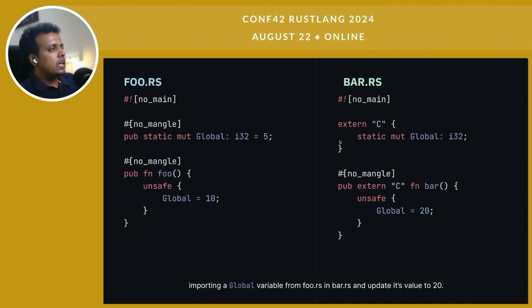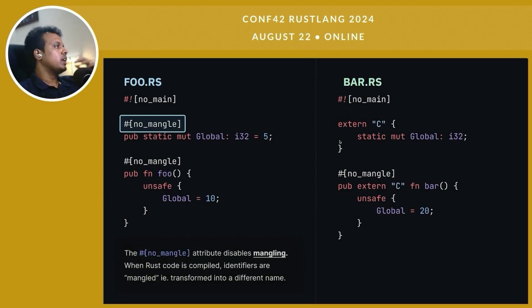Okay, let's look at an example. We have a foo.rs on the left and a bar.rs on the right. The goal of these two files is that we import a global variable from foo.rs in bar, and then update its value to 20. There's a global variable initially set to 5 in the foo file, and in bar we take that 5, mutate it, and update it to 20. That's simple code. Some context on what the code is doing: the no_mangle attribute that we saw disables something called mangling. When you write Rust code and it is compiled, identifiers are mangled. You can think of it as jumbled in some sense.